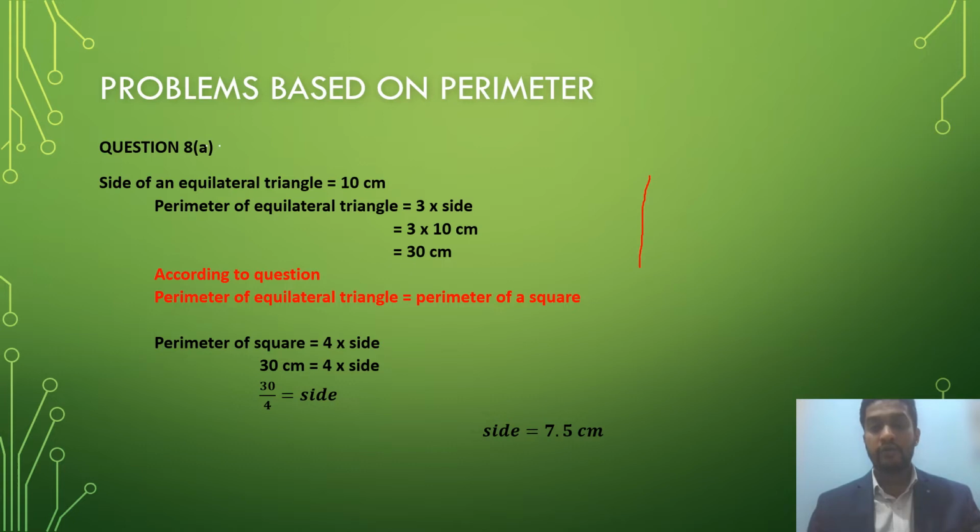you have an equilateral triangle whose sides are given as 10 centimeter. But the question also says that the perimeter of the equilateral triangle is equal to the perimeter of a square, and we have to find the side of the square.